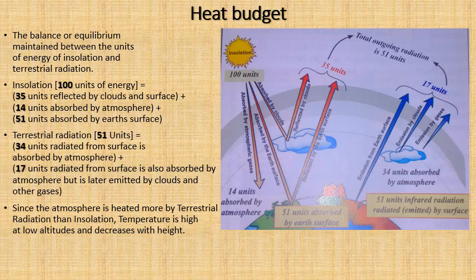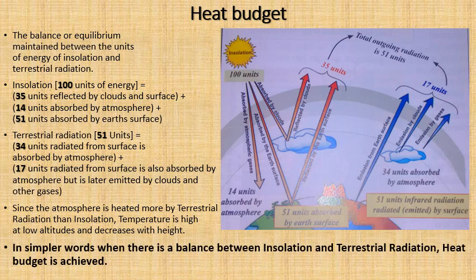See how many units the Earth is giving to the atmosphere. 34 units is absorbed by the atmosphere from the Earth. But only 14 units is absorbed by the atmosphere from the Sun. So it sounds really funny, but it is true that the atmosphere becomes warmer not by the Sun but by Earth. And that is the main reason why the temperature is warmer closer to the surface than it is far away from the surface.